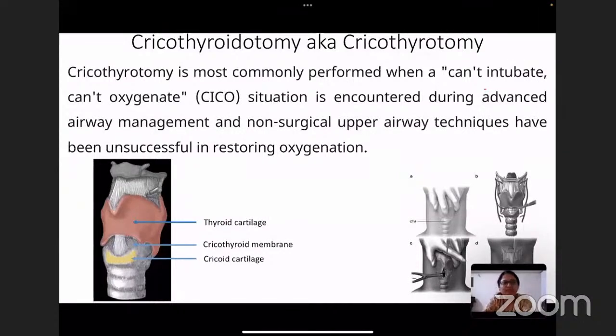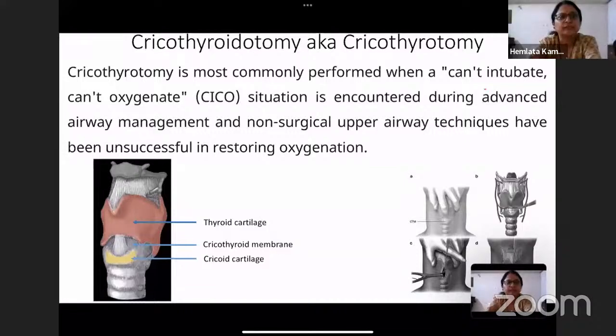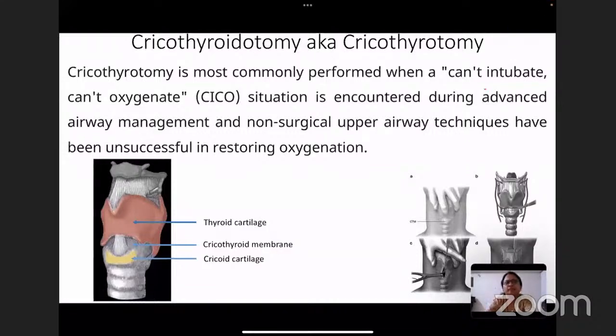So cricothyrotomy. Basically, it is a surgical way of accessing the airway in a can't intubate, can't oxygenate scenario, which is encountered after you've seen that your advanced airway management or non-surgical upper airway techniques have failed to restore oxygenation. So basically, it is an emergency procedure which has to be done to secure an airway, which is temporary till you get a definitive airway.